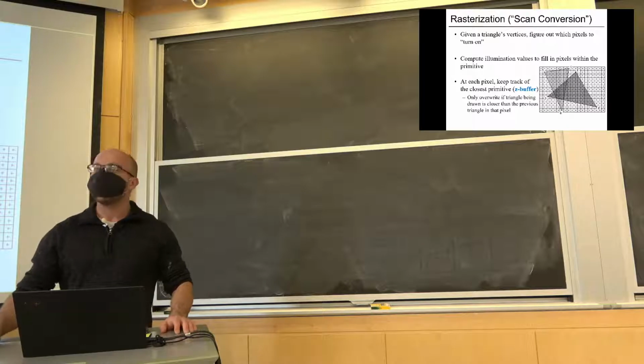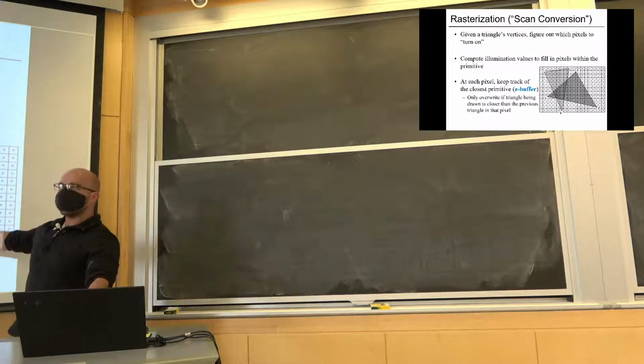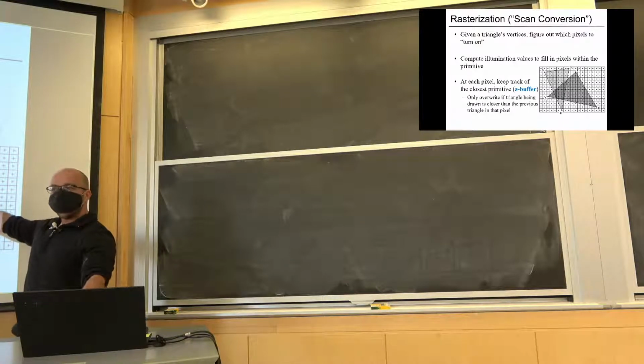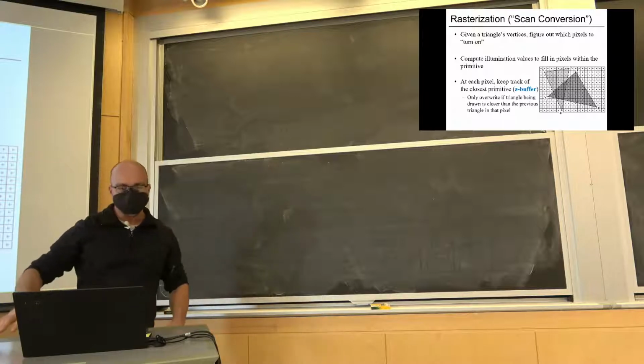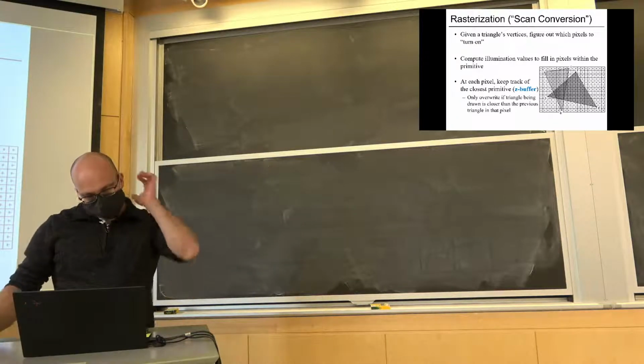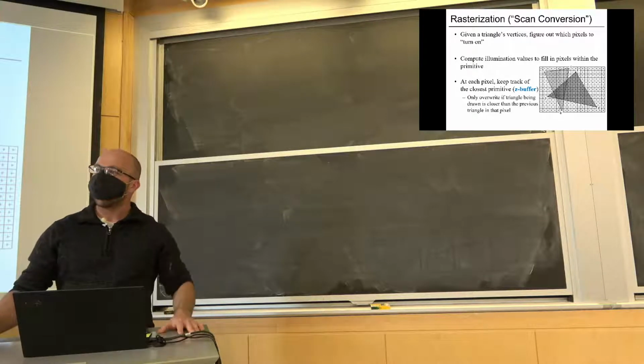So essentially what's going to happen in the rasterization algorithm is scan conversion is going to give you a list of, here are all the pixels that my triangle touches. And then I'm going to figure out which ones are on top and shade those. Okay? So that's going to be the trick. But we're going to need a bit more information than that.